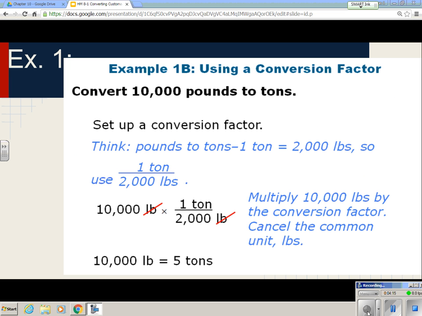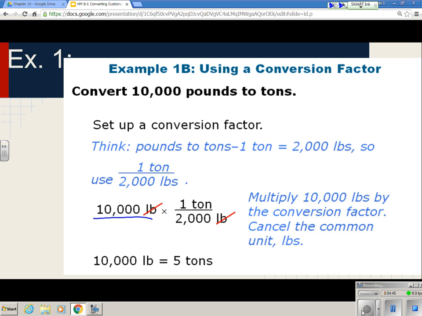Here's another example, and you don't have to write this down, but you can if you choose to. So here we're looking at how to convert 10,000 pounds to tons. So if you look back at your table, you can see I've already set up a proportion here. The only thing I didn't put is that 2,000 pounds equals 1 ton. It's a little unorganized, so that's why I just want to rewrite it again.